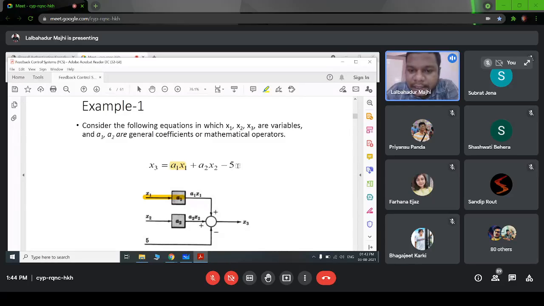We don't have to put the coefficient only 5. There is no variable, so we can simply put a 5 here. We don't have to represent it in a rectangular box. So we are getting the same A1 x1, A2 x2. This A1 x1 is plus, A2 x2 is plus, and this 5 is minus. So we have to put the positive and negative symbols according to the operation, and the output is x3.